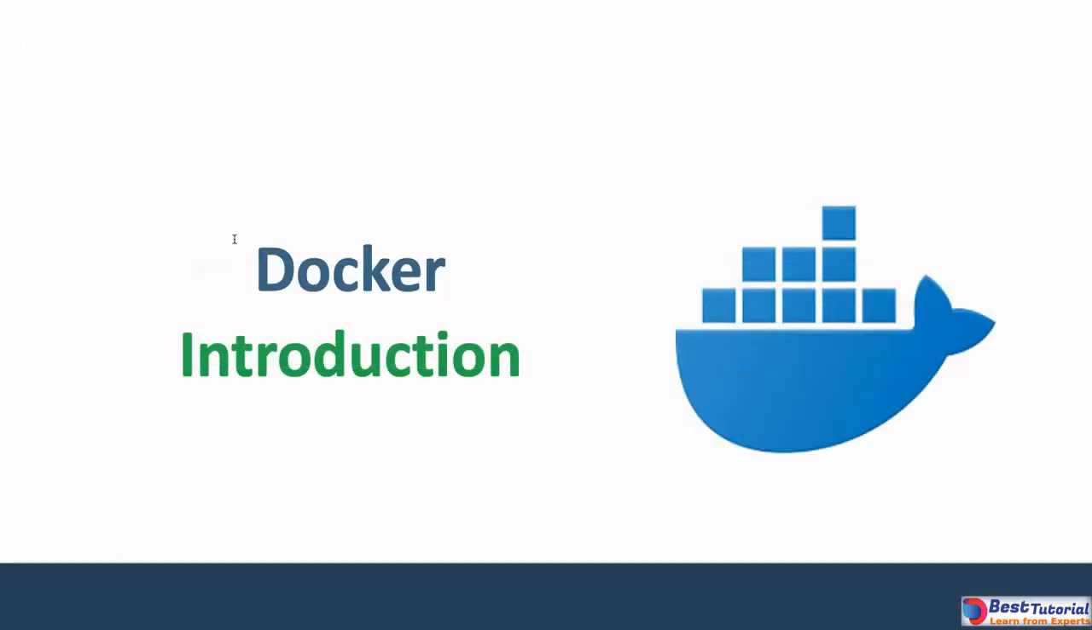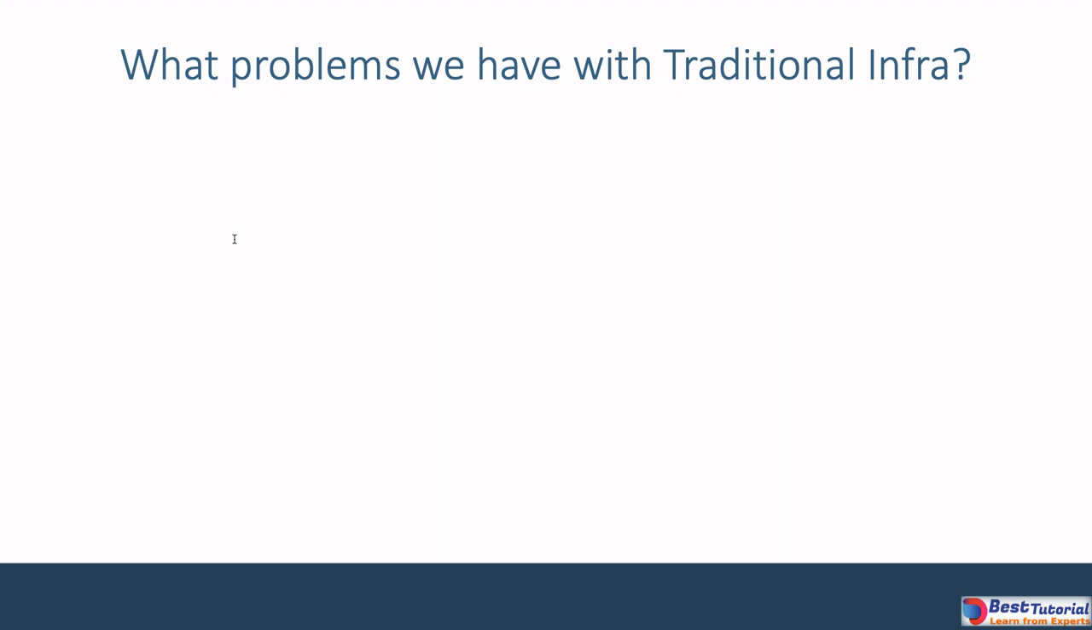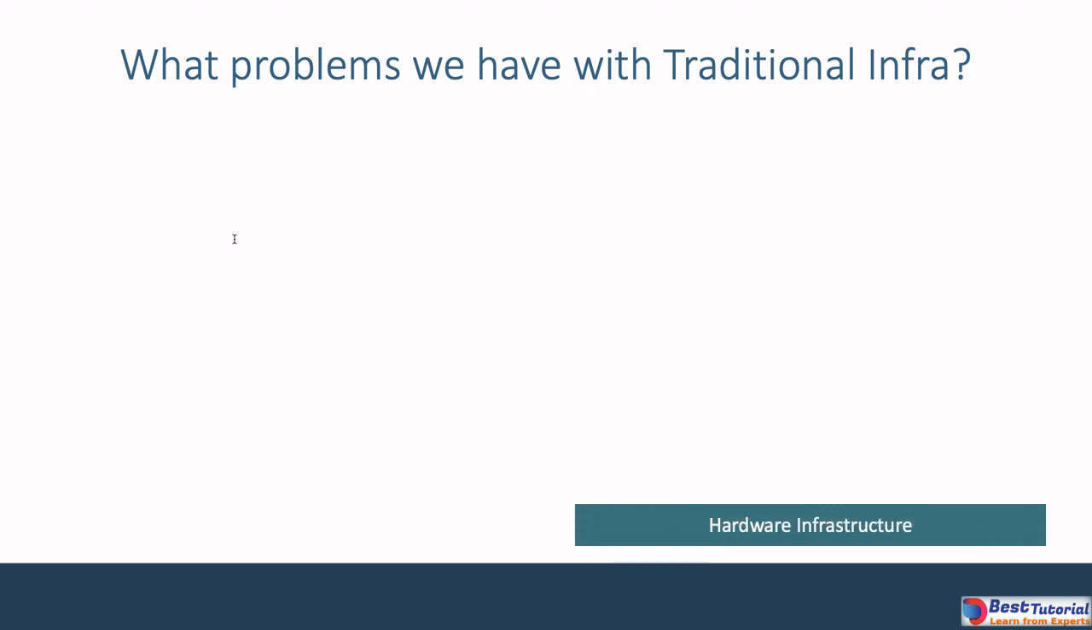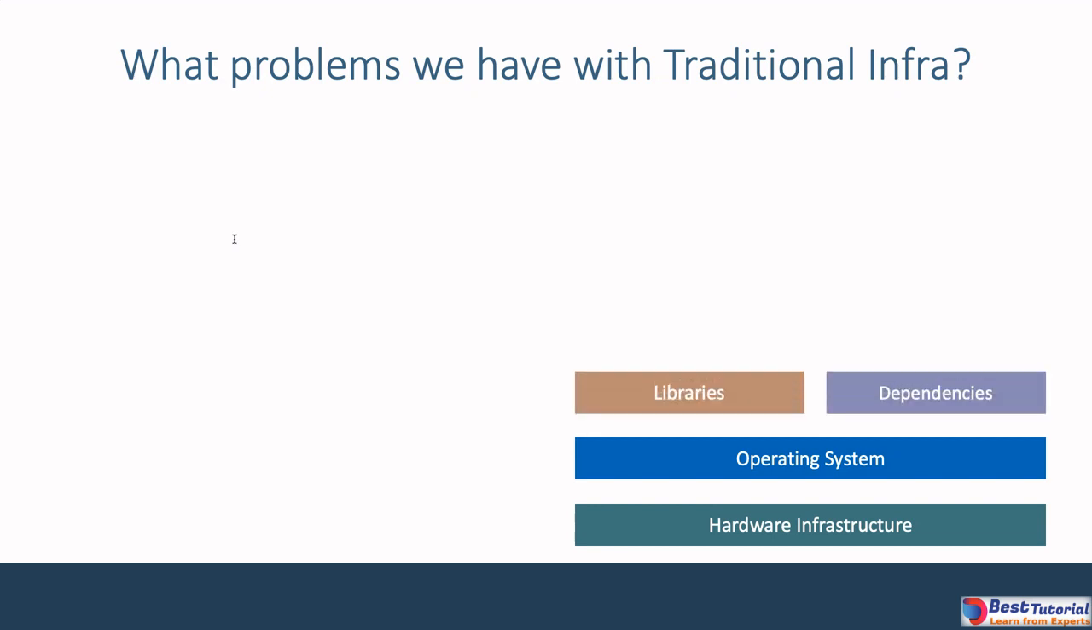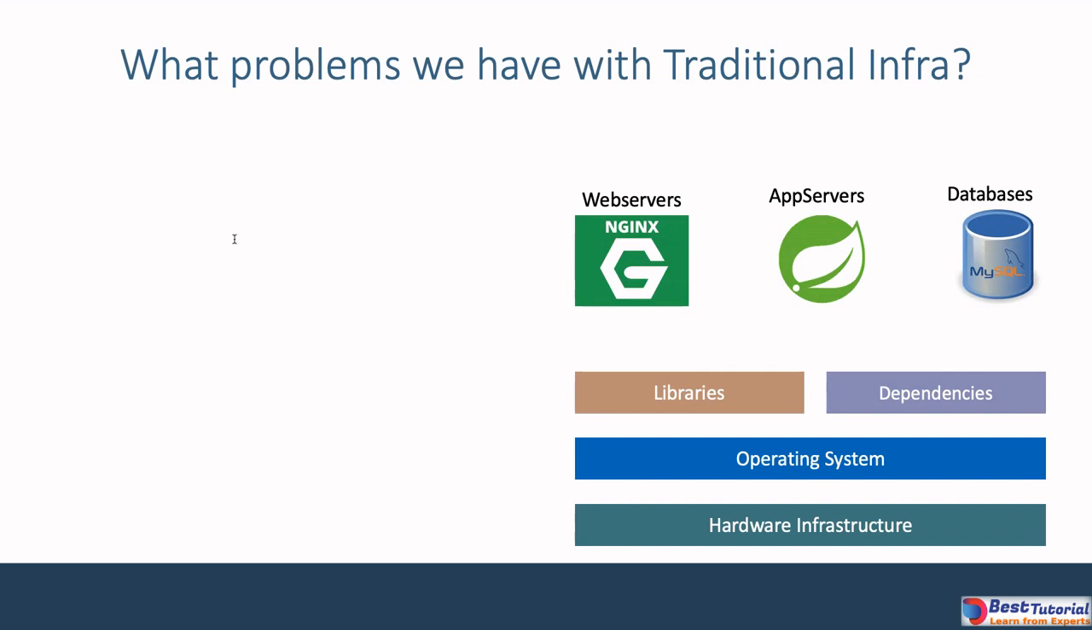In the Docker introduction, the first thing is what problems we have with the traditional infra. In the traditional infra, we have the hardware infrastructure. On top of that, we usually install our respective operating system like Ubuntu, SUSE Linux, Red Hat or CentOS. Then when we plan to deploy our applications, we install the equivalent OS level libraries and dependencies. Let's consider we have web servers as Nginx, app servers as Spring Boot applications of Java type, and databases as MySQL.